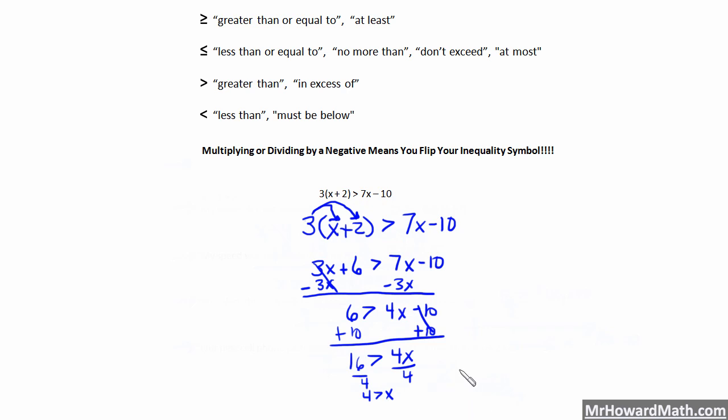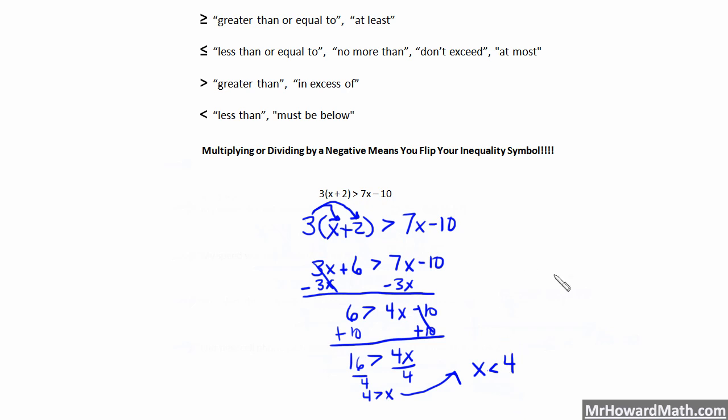I'm going to come over here because I'm running out of room on the screen. 4 is greater than x is the same thing as x is less than 4. Okay? That is the proper solution. x is less than 4. Notice when my variable was on the right, the little bitty side was pointing at x. When I rearrange it with my variable on the left, the little bitty side is still pointing at x. So these two statements I can say are equivalent.